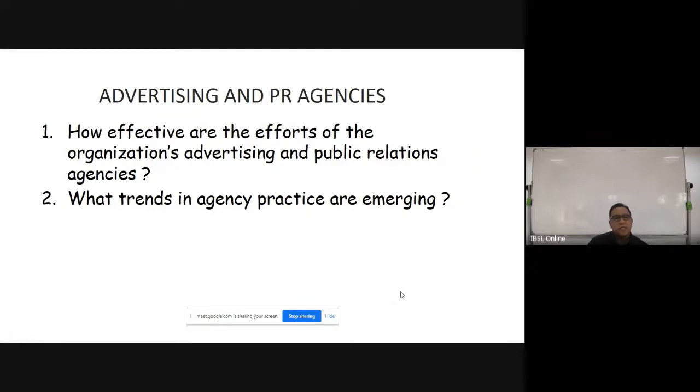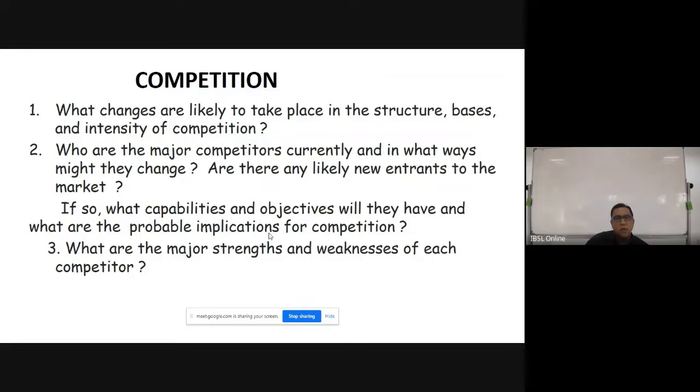Advertising and PR agencies. How effective are the efforts of the organization's advertising and public relations agencies? What trends in agency practice are emerging? What changes are likely under competition? What changes are likely to take place in the structure, basis, and intensity of competition?